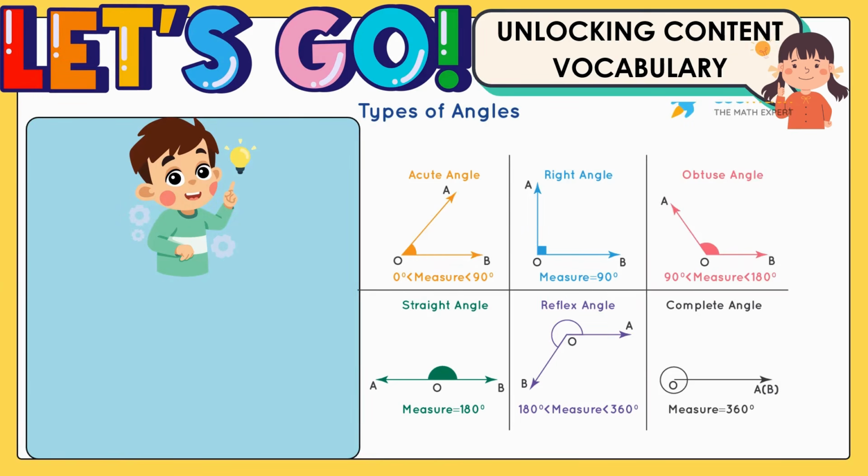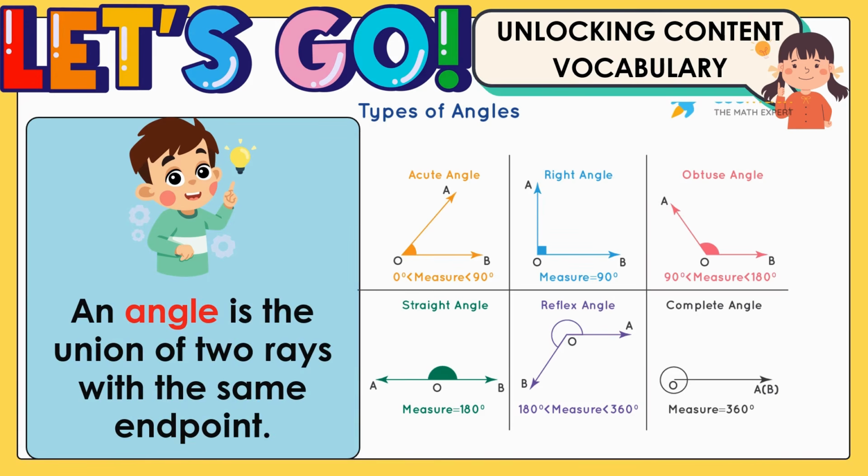Unlocking content vocabulary. First, an angle is the union of two rays with the same endpoint. There are 6 kinds of angles. First is acute angle. Second is right angle. Third is obtuse angle. Fourth is straight angle. Fifth is reflex angle. And sixth is the complete angle.